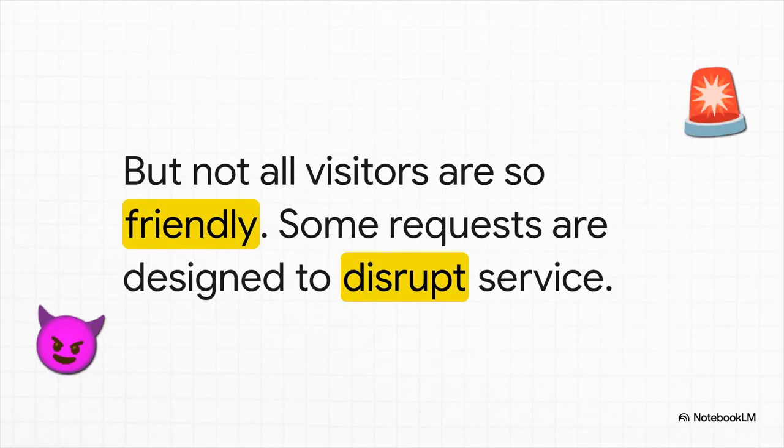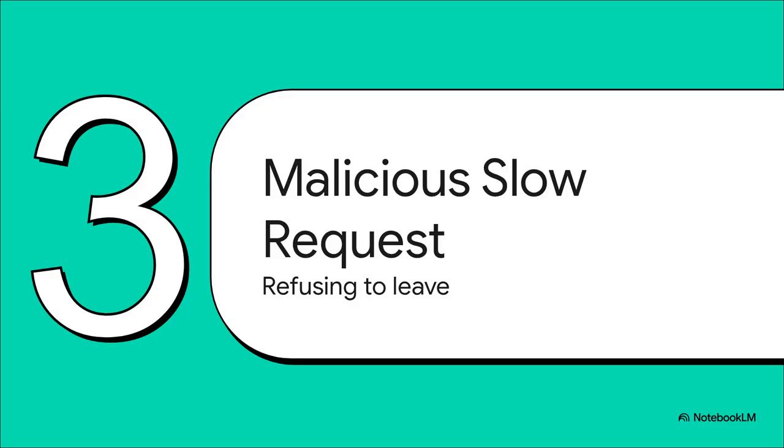But as you've probably guessed, not all visitors are so nice. Some are designed to cause chaos. And this is where the villain of our story creeps onto the scene. And this villain has a name, the malicious slow request. Now, this is a sneaky kind of attack. The whole point is to send a request that's programmed to take a really, really long time to process. If an attacker sends a whole bunch of these, they can tie up all the server's resources, basically grinding the whole website to a halt for everyone else.